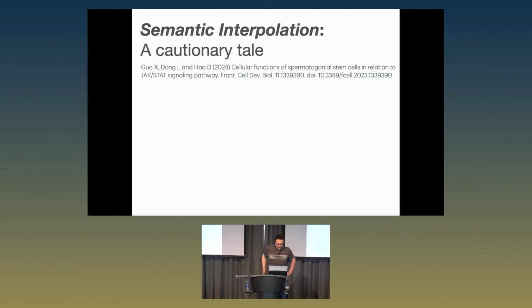So in February, I don't know if you folks know about what I'm about to show you, but prepare yourselves. This paper was published in one of the Frontiers journals, Cellular Functions of Spermatogonial Stem Cells in Relation to the JAK-STAT Signaling Pathway. The authors decided to, rather than design conceptual figures themselves, ask Midjourney, which is another piece of software, to do this image generation. And it generated an image like this.